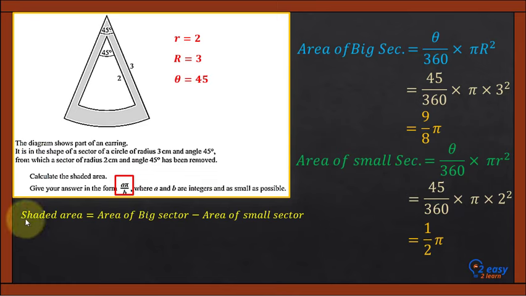So what is the strategy? Shaded area is equal to area of big sector minus area of small sector. Simplify this expression, you will get 5 over 8 pi. So you see that 5 is an integer and 8 is also an integer, and this is in the lowest term. So the final answer is 5 over 8 pi.